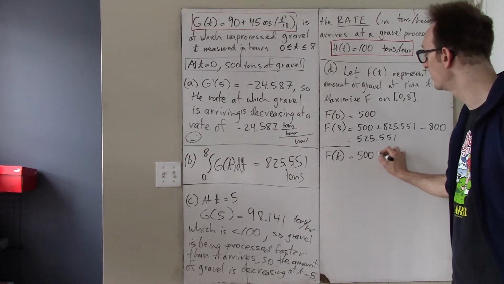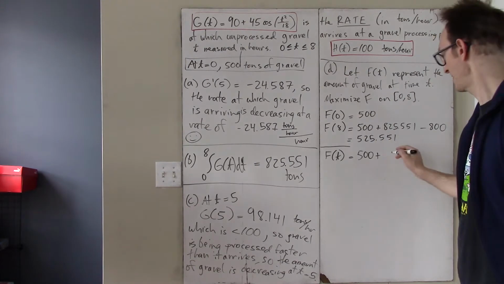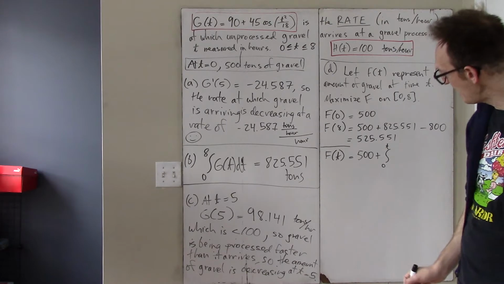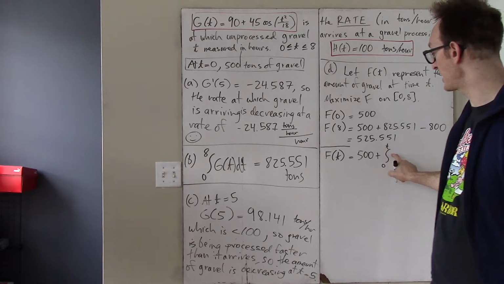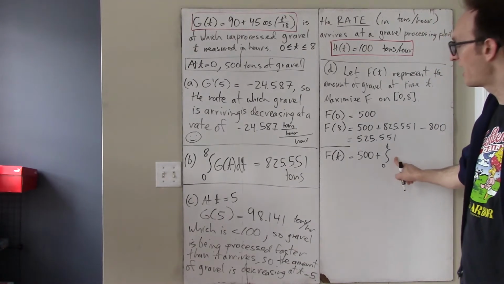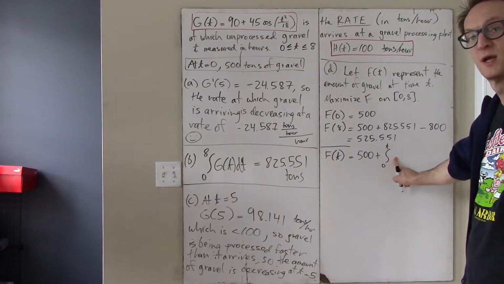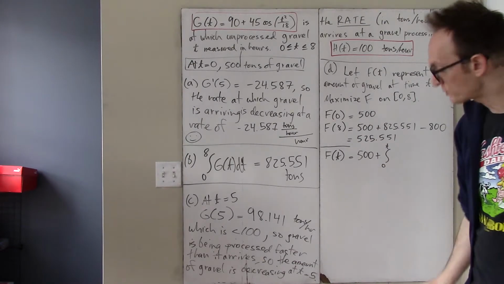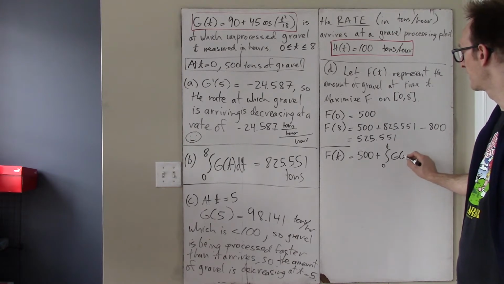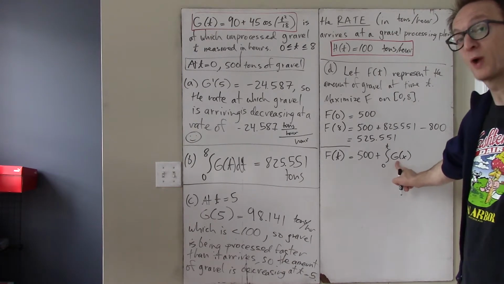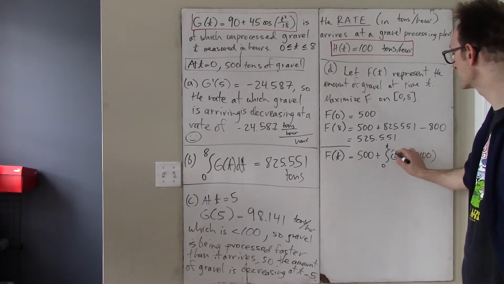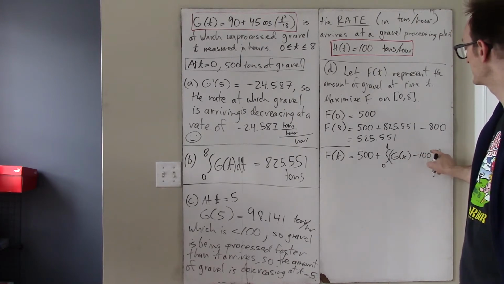It's going to be 500 plus the change in the amount of gravel from time 0 to time t. And how much does the gravel change? Well, if I want to know the change in the gravel, I just have to compute the integral of the rate at which the gravel is changing. And at any given moment, there are two things happening. G represents the rate at which gravel is arriving, and 100 represents the rate at which the gravel is being processed.